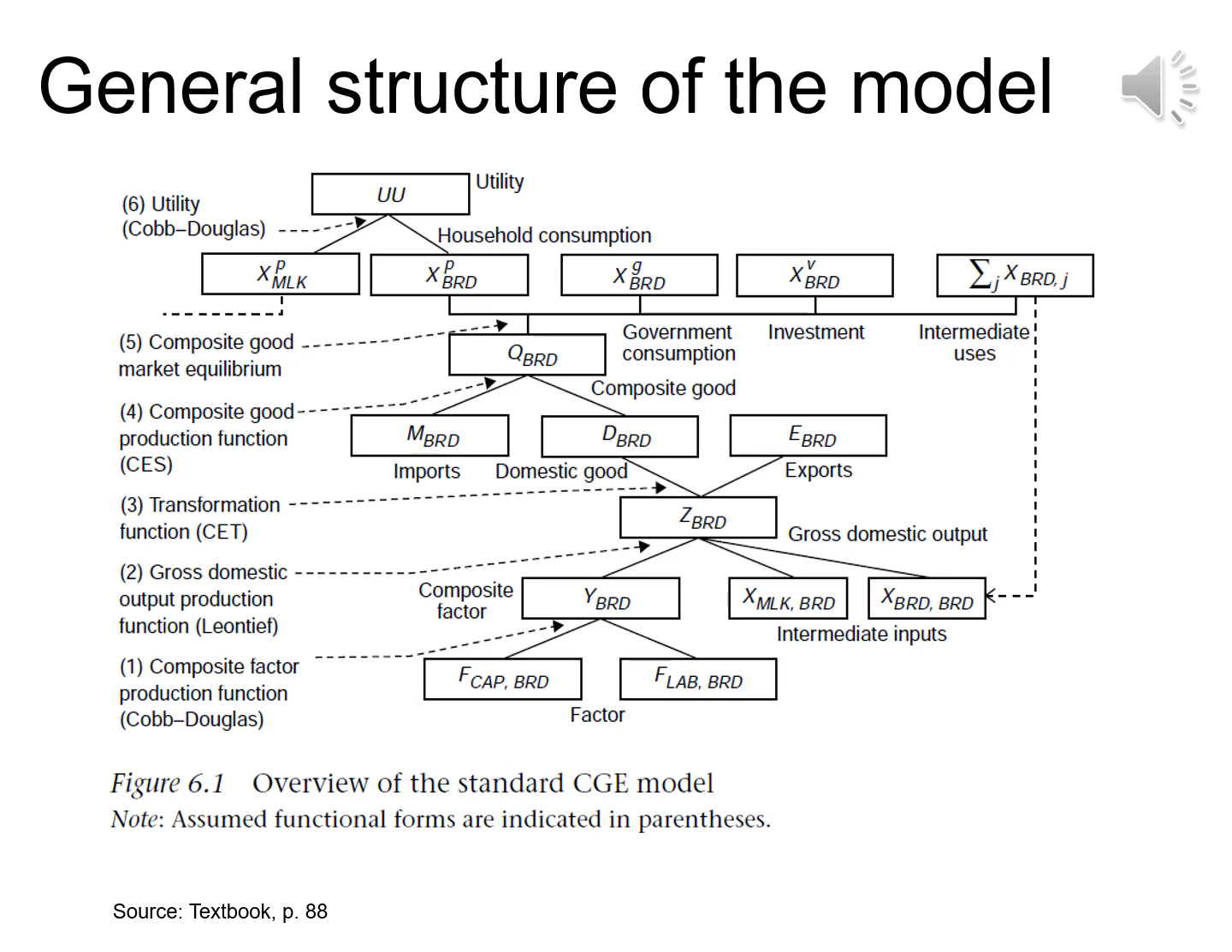So for the producers, the output is now sold in or transformed into exports and domestic goods. We have a transformation function for this. We will name it CET. All details will be explained later.